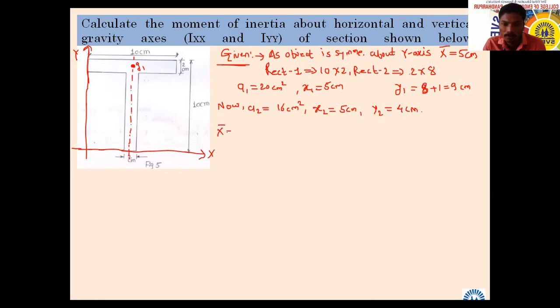We know now how to find x bar. How to find x bar? a1 x1 plus a2 x2 upon a1 plus a2. Calculate this. Similarly, y bar equal to a1 y1 plus a2 y2 divided by a1 plus a2 equal to, calculate.